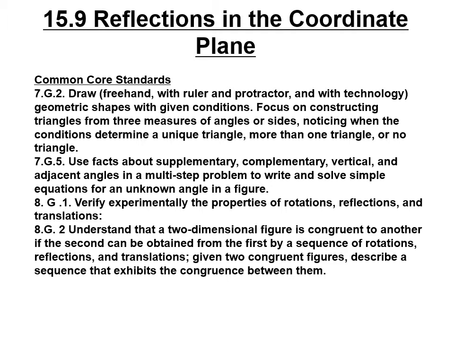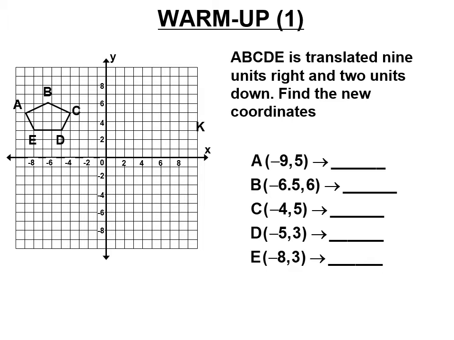So 15.9, we're going to do something called a reflection. It's like the reflection in a mirror. So we have a pentagon there, a five-sided polygon called ABCDE, and it's going to be translated 9 units right and 2 units down. Find the new coordinates. So 9 units to the right and 2 units down.